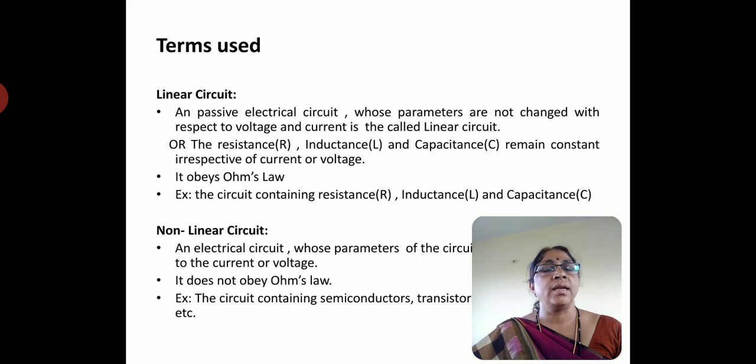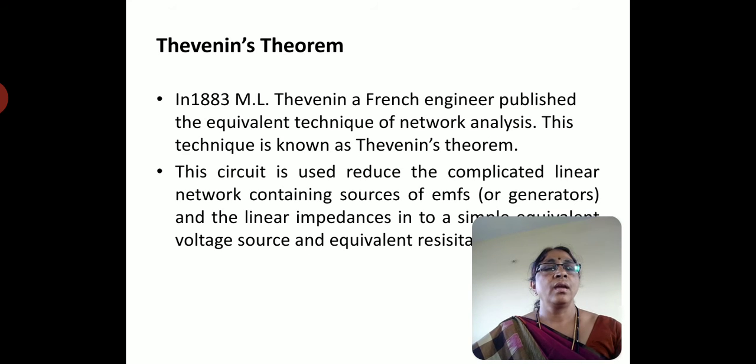Then the non-linear circuit. It is an electrical circuit whose parameters change with respect to the current or voltage. That kind of circuit is known as a non-linear circuit. It does not obey Ohm's law. Therefore, examples of non-linear circuits are circuits consisting of semiconductors, transistors, etc. And now, let us start with Thevenin's theorem.